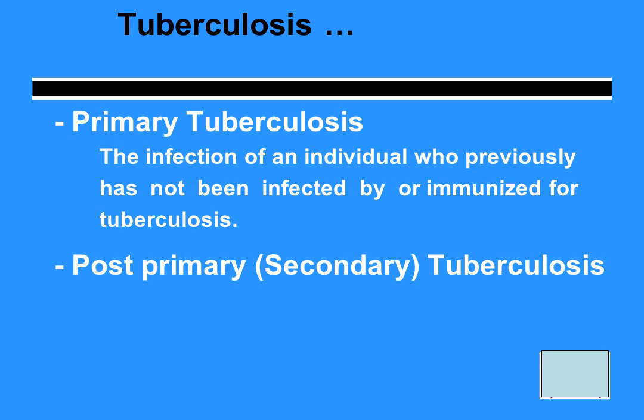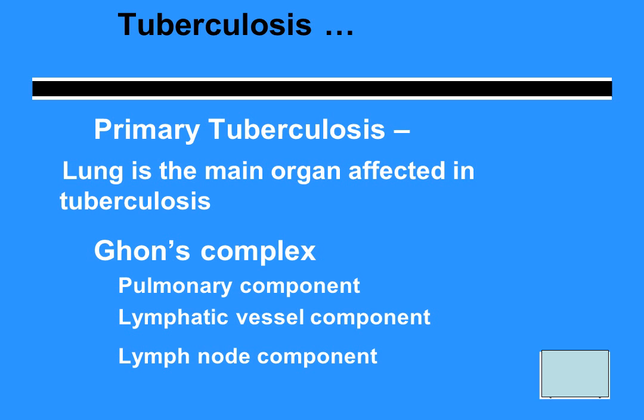Tuberculosis could be primary tuberculosis, in which the individual has not been previously infected or exposed to the bacteria or tuberculosis antigen by immunization. Post-primary or secondary tuberculosis is the one in which the person is initially exposed to the infection or is immunized against tuberculosis. In primary tuberculosis, the lung is the most common site affected.